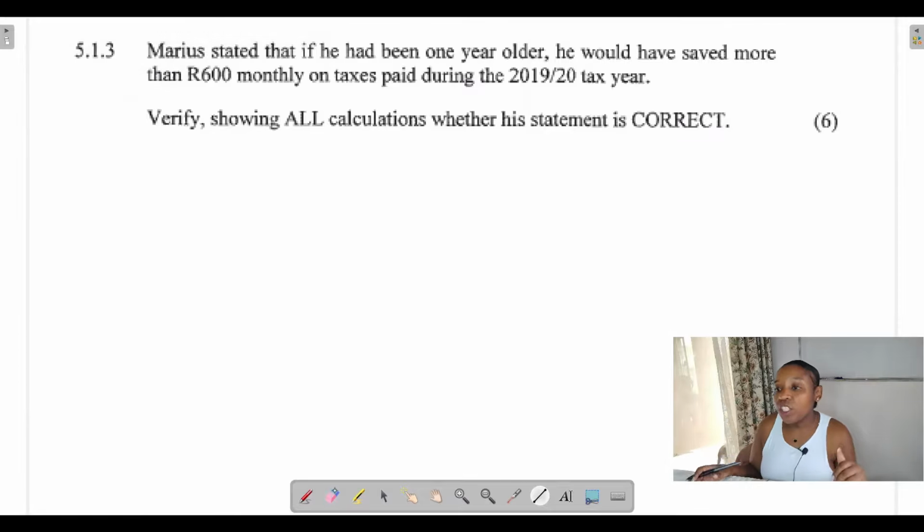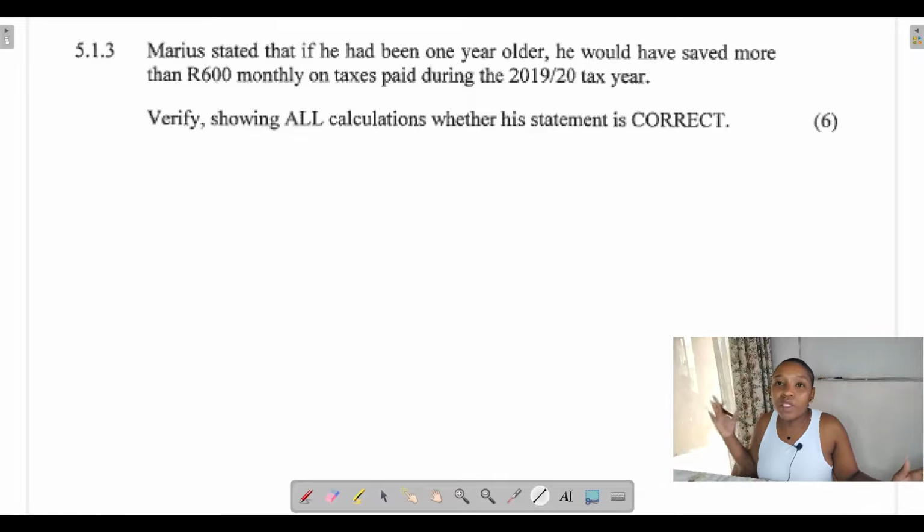Okay, so this question, question 5.1.3, states that Mr. Marais said that if he had been 1 year older, he would have saved more than 600 monthly on taxes paid during the 2019 to 2020 tax year. We need to verify, showing all calculations, whether this statement is correct. Okay, so guys, it's very important with this question. It's out of 6 marks.